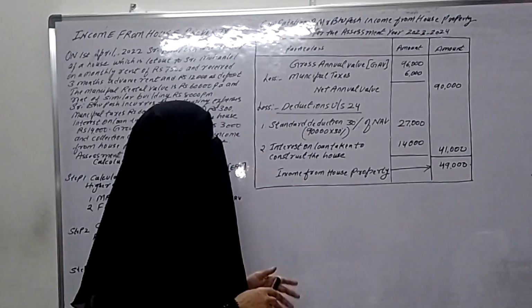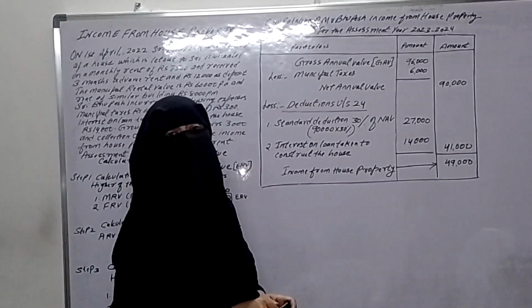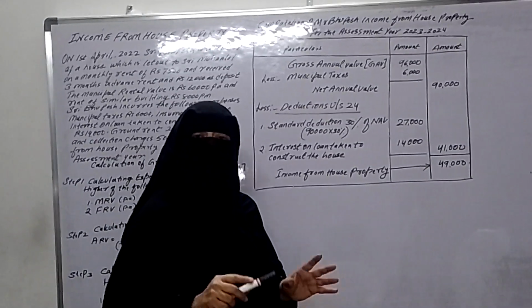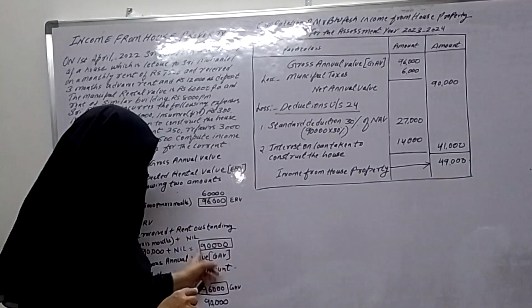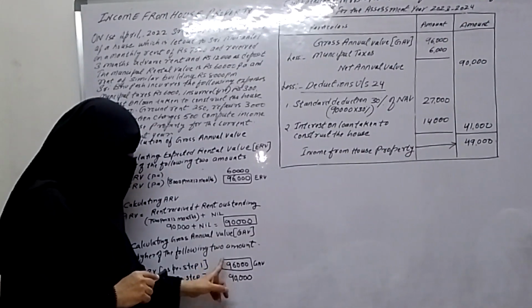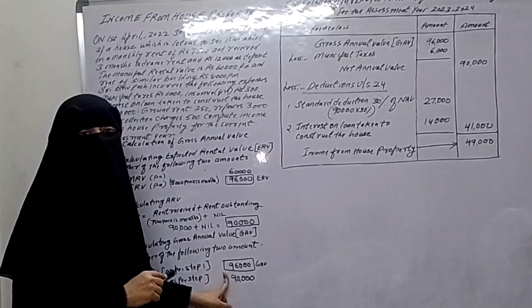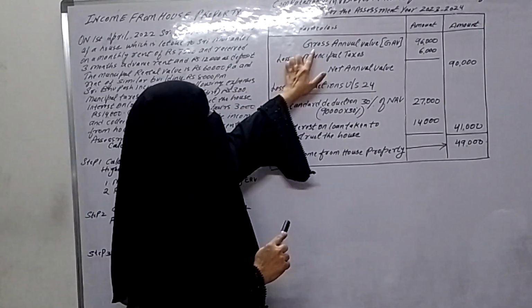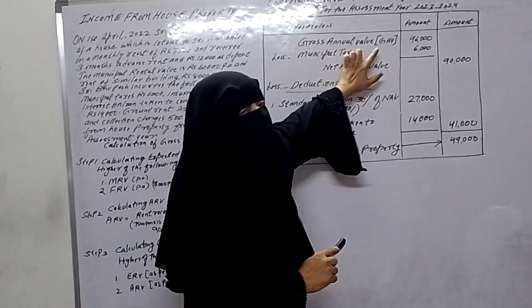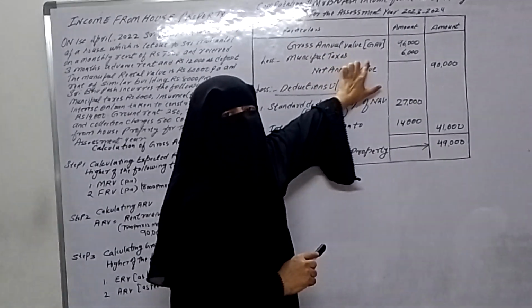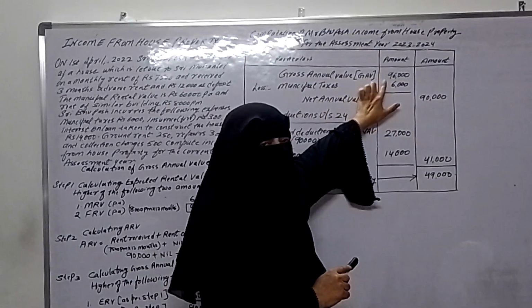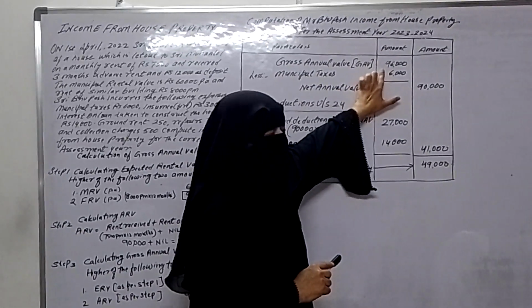Now, under the format, first we have to write gross annual value. Gross annual value we just found in the working notes. The gross annual value is 96,000. So, 96,000 is the gross annual value that represents GAV. That comes in inner column, that is 96,000.